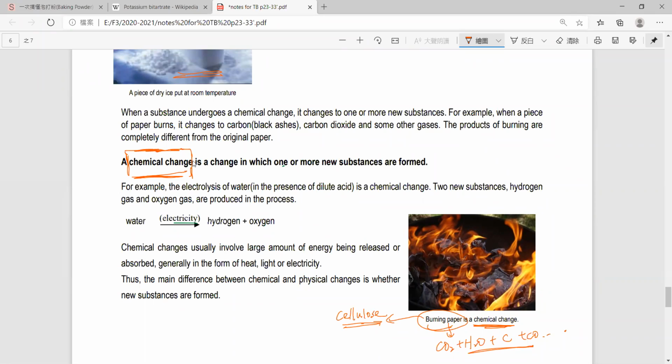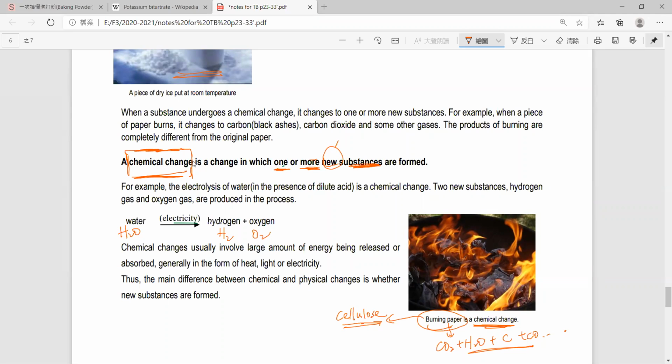A similar case for chemical change is the electrolysis of water. Water is H2O. It will be broken down by electricity to form hydrogen gas and oxygen gas. The properties are entirely different from water. So we call that a new substance is formed. So from the definition, a change in which one or more new substances are formed, we call that a chemical change.